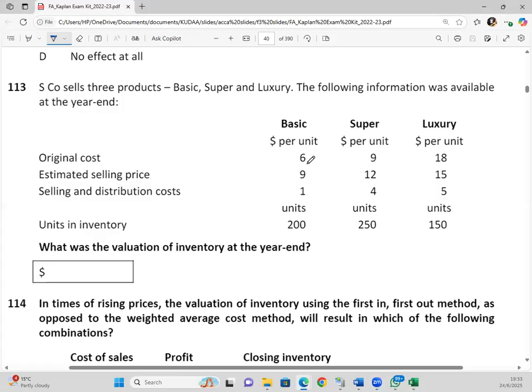So the original cost is given, the selling price is given, the selling cost is given. We don't have any carriage cost or any other cost that can be part of the cost. So I think what we need is the net realizable value. So net realizable value, we can say the selling price less selling costs. So for the first one, the net realizable value is 8. So 9 minus 1.